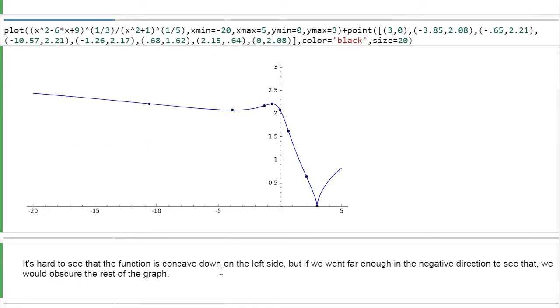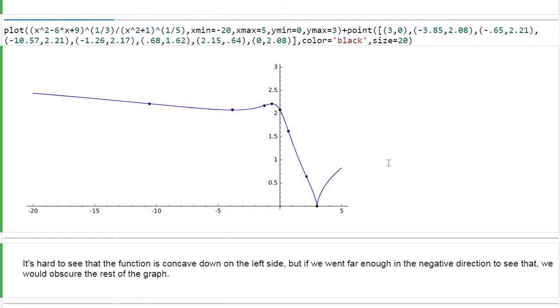Hard to see. The function is concave down on the left side, but if we went far enough in the negative direction, it would obscure the rest of the graph. Okay, well, can't see this concave down very well. Concave up here, concave up until there. There's the next inflection point. Then it's concave down. Here's the y-intercept. This is an inflection point too, if I remember right. So concave down changes to concave up right here. Another inflection point changes to concave down here. It's also concave down over there on this side. So this is kind of a complicated one. It's really hard to see those inflection points and the change in concavity.